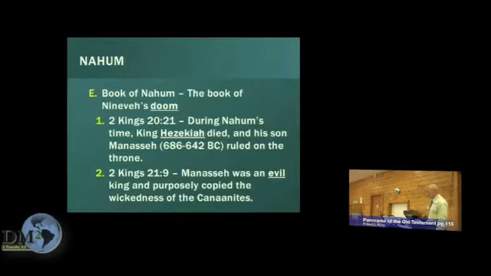2 Kings 21:9, Manasseh was an evil king and purposely copied the wickedness of the Canaanites. It says, but they did not listen, and Manasseh seduced them to do evil more than the nations whom the Lord destroyed before the sons of Israel. He takes it to a new level. Verse 2 of chapter 21, he did evil in the sight of the Lord according to the abominations of the nations whom the Lord dispossessed before the sons of Israel.